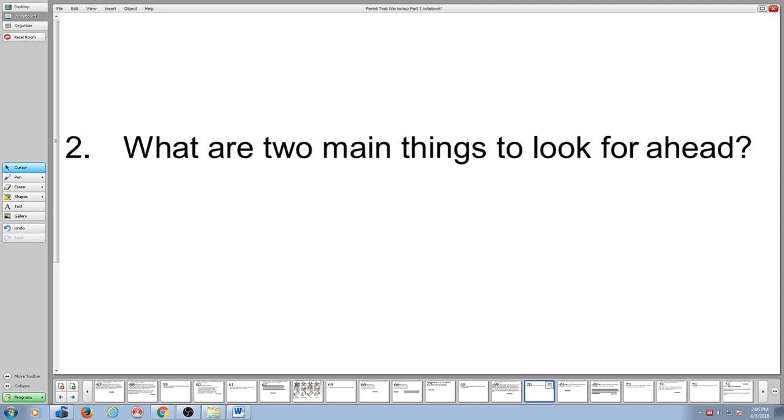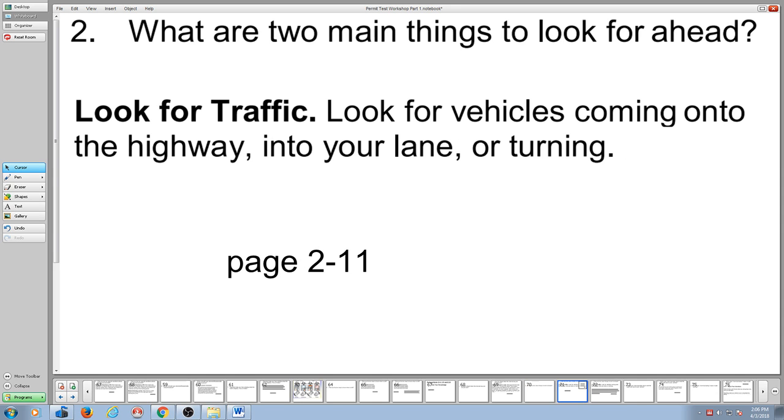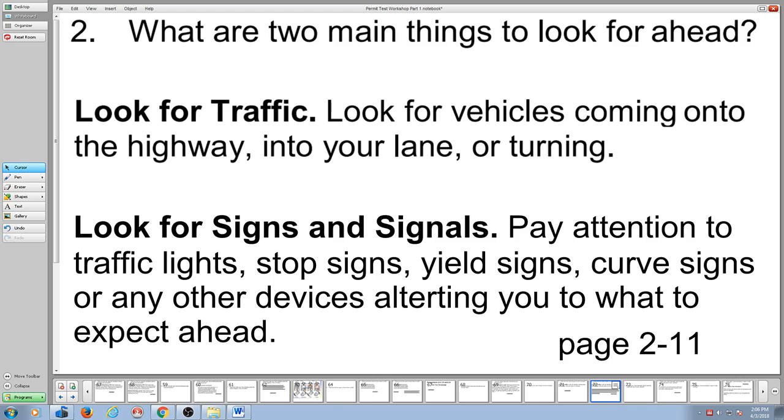What are 2 main things to look for ahead? Traffic congestion, and the speed sign. So look for traffic, look for vehicles coming onto the highway into your lane or turning. And then otherwise, look for signs and signals. Pay attention to the lights, traffic lights, stop signs, yield signs, curve signs, or any other devices alerting you to what to expect ahead. So yeah, all that would be correct.